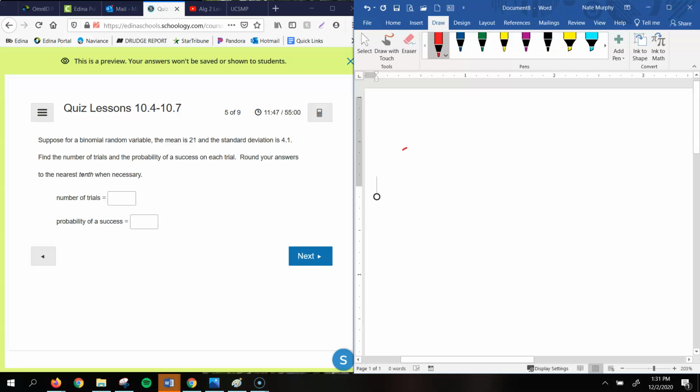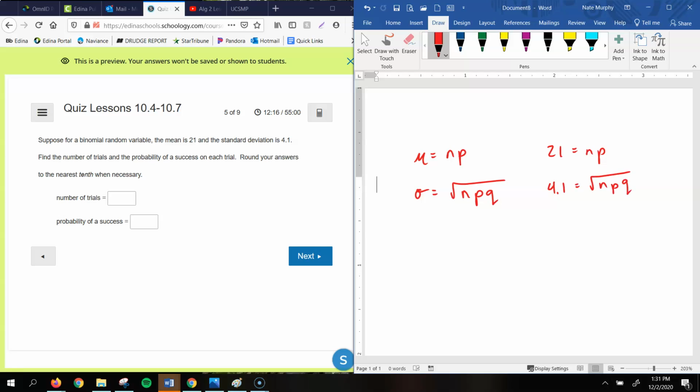So remember, the mean is found, well, let me just write it this way. Let's start with the formulas. The mean is found by taking n times p. The standard deviation is found by taking the square root of n times p times q. So here's what we know. We know the mean is 21, so whatever n times p is, that's going to be 21. And we know the standard deviation is 4.1, so square root of n times p times q would be 4.1. But remember, 21 is the same as np, so I can replace np in that other equation with 21. So we would say 4.1 equals the square root of 21q.